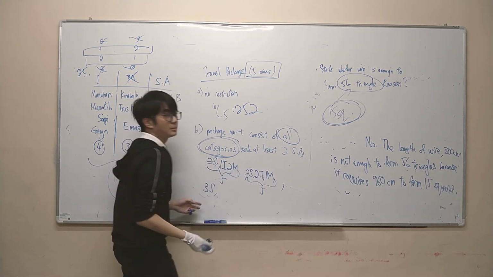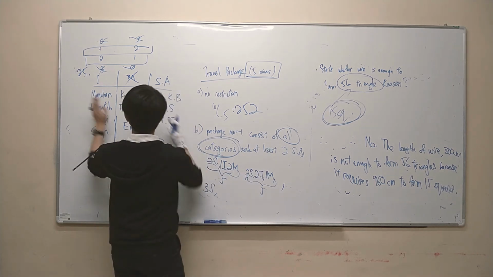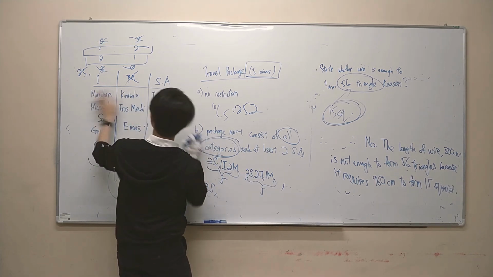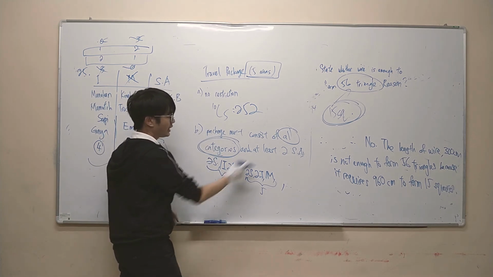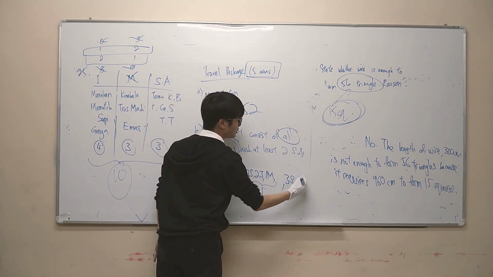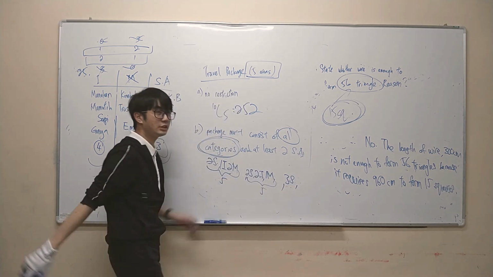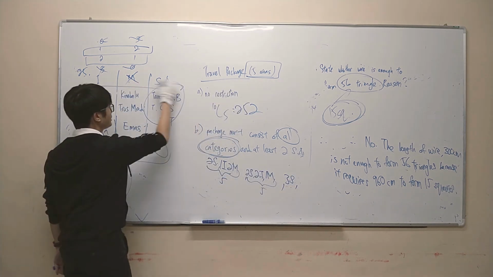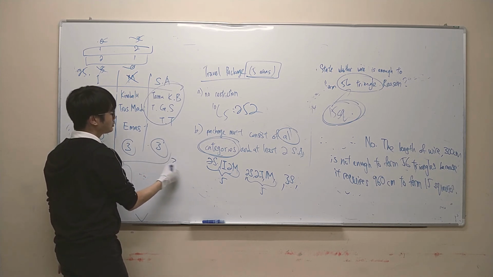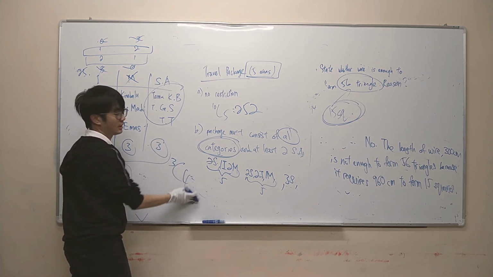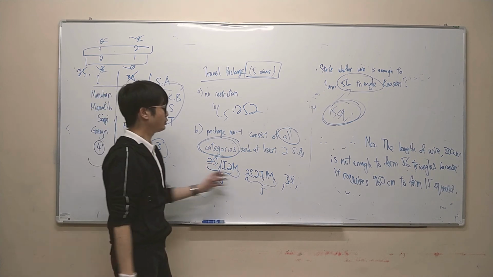At least 2 shopping areas. So with 2 shopping areas, you get 1 island, 2 mountains, or 2 islands, 1 mountain. But they say at least, it means 3 shopping areas can also. Correct? 4 shopping areas can also, 5 shopping areas can also. But there's only 3 shopping areas. How can you choose 4? It will be a math error. So we only take 2 and 3 only.